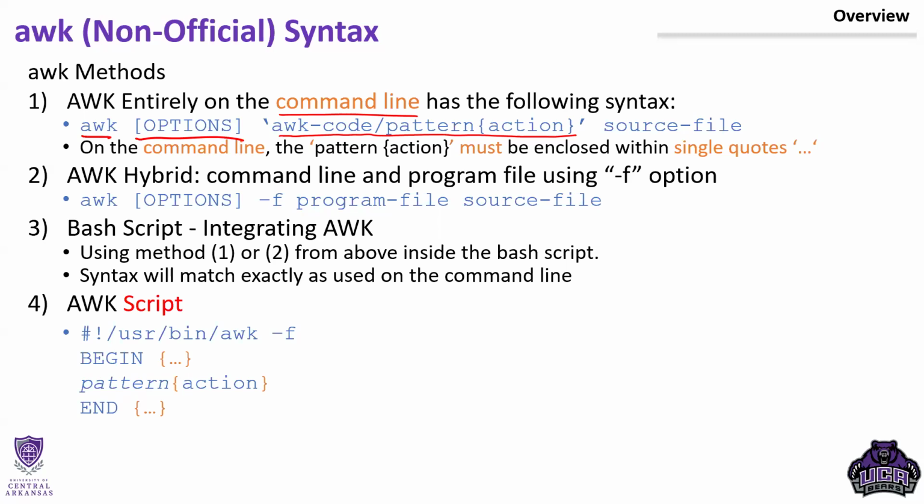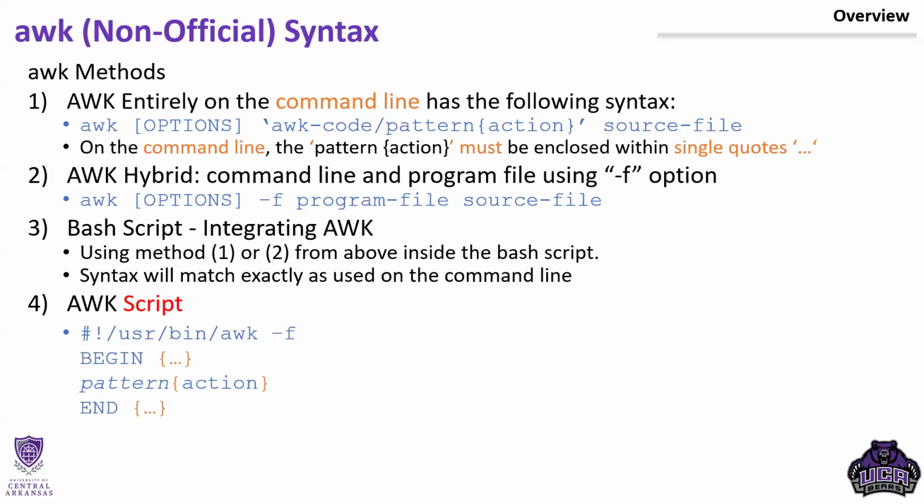So we put it all within single quotes. That way bash knows not to read this. So it's going to be the same thing. This is required right here when you're on the command line. You have to differentiate your awk code from bash. So all of that code goes within the single quotes. And then we have our source file, and that's that data-driven file. So that's going to drive all of our code right here.